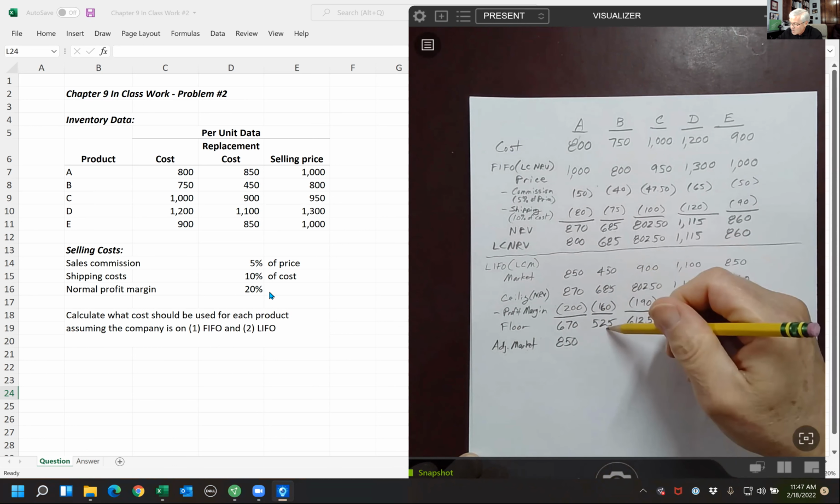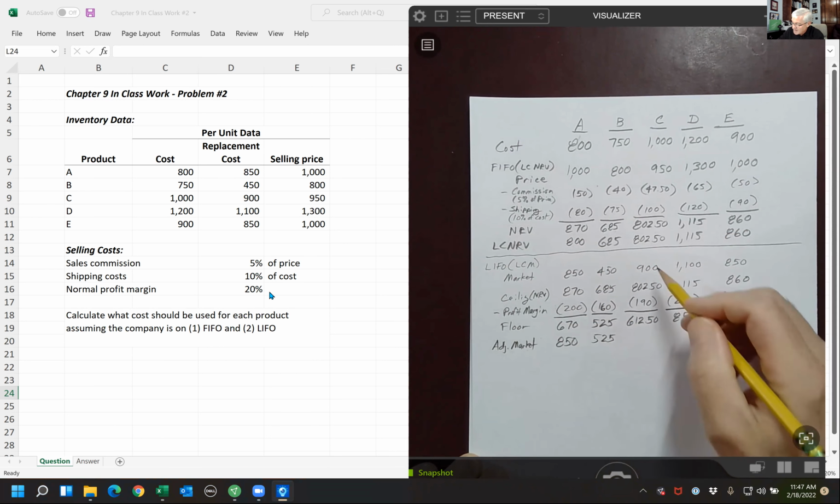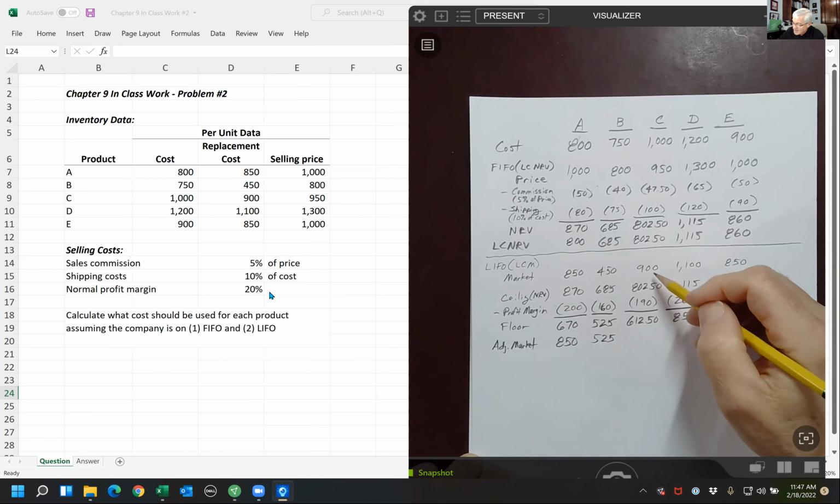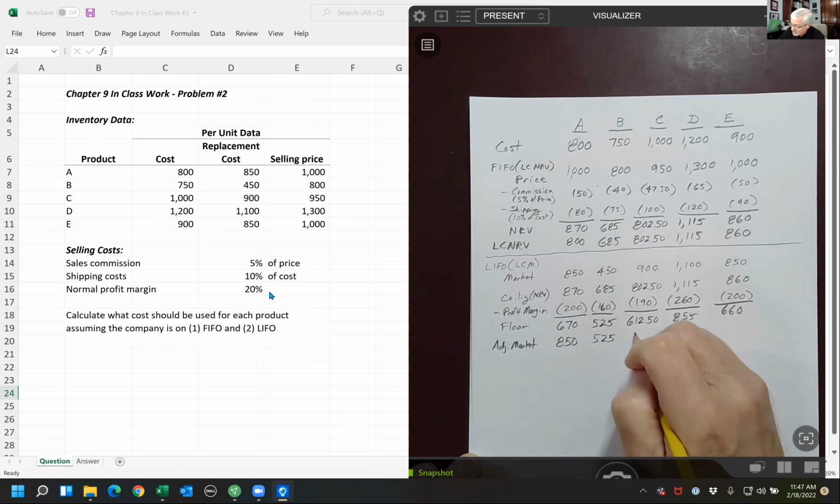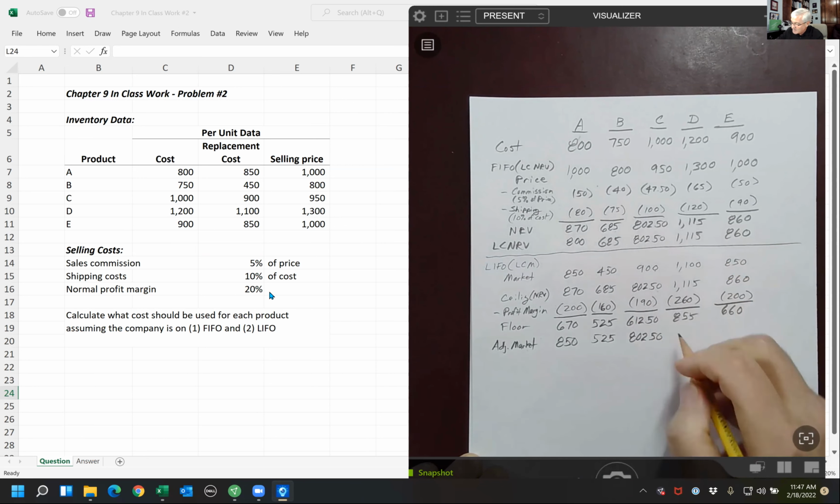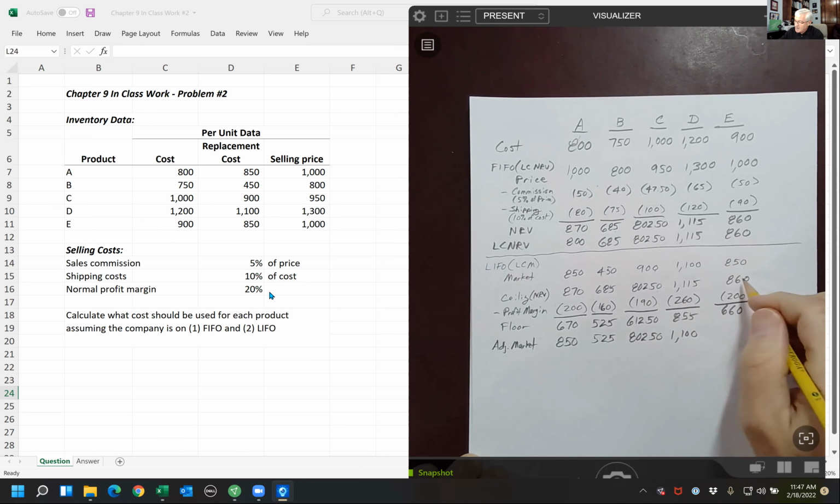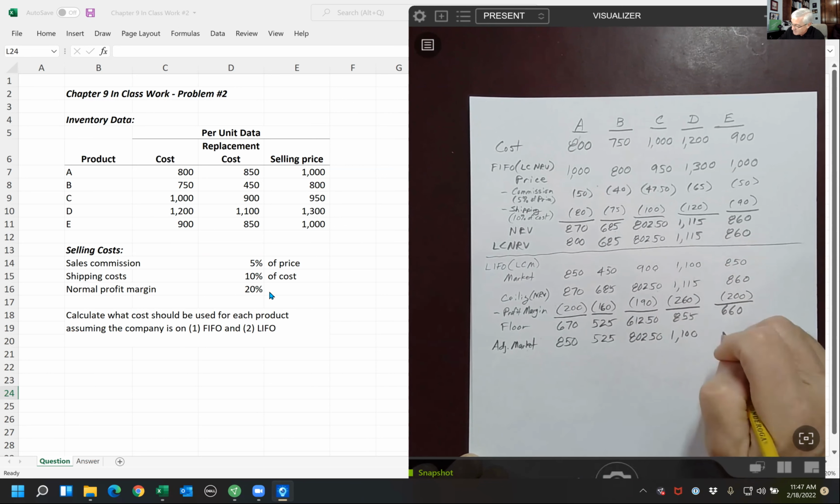450, lower than the floor. Can't go lower than the floor. 525. 900, higher than the ceiling. 802.50, we pick up the ceiling. And then here, this is in the middle. This is just slightly lower than the ceiling. We can pick that up, and it's higher than the floor. And 850, again, lower than the ceiling, but higher than the floor. 850.